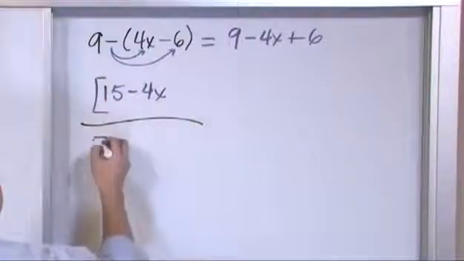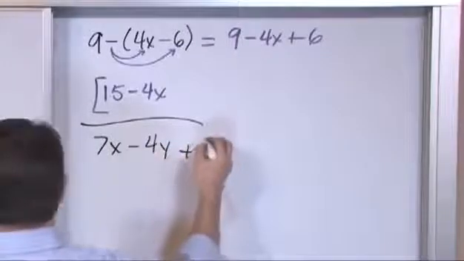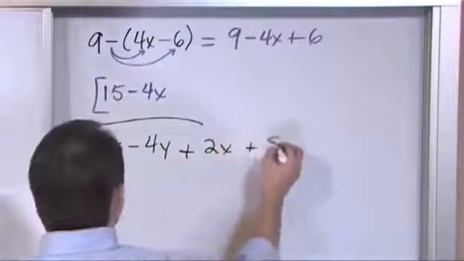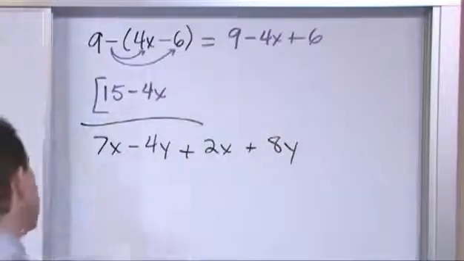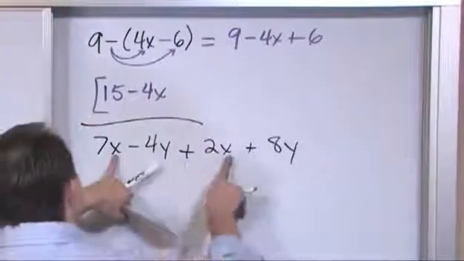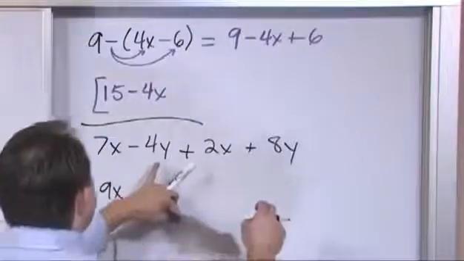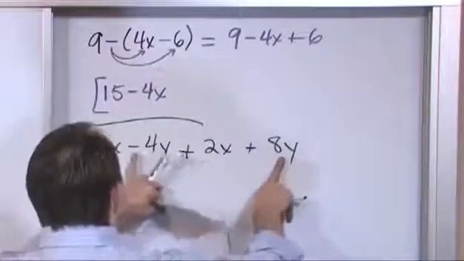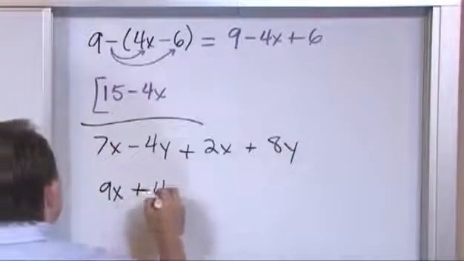What if I have 7x minus 4y plus 2x plus 8y? So here's a little bit more of a complicated problem because I've got x's and y's, but it's no different because I'm looking for like terms. Here I have some x's and here I have some x's. So 7 plus 2 is going to give me 9x. Here I have some y's and here I have some y's. I have negative 4y, positive 8y. So that's going to give me positive 4y.